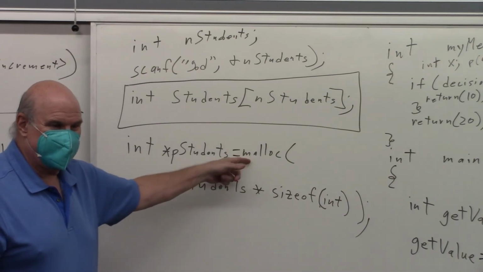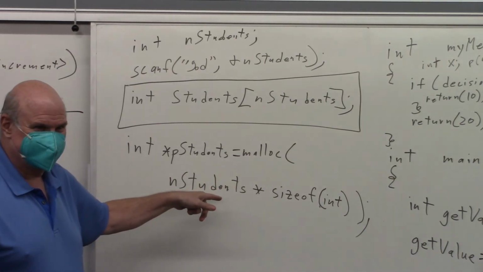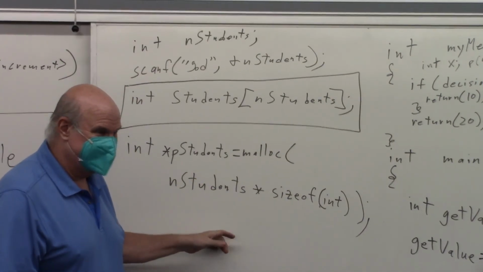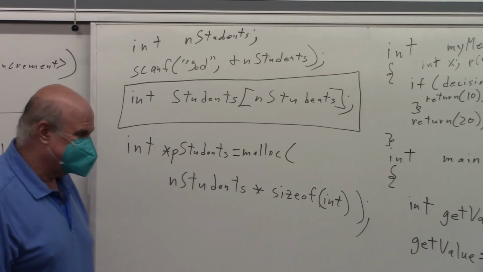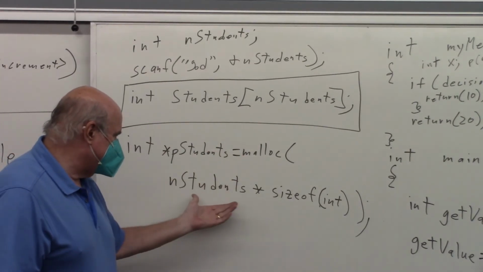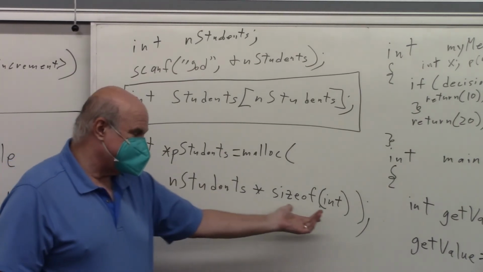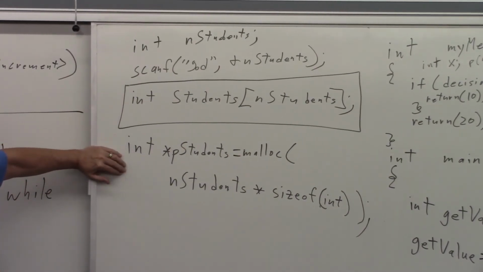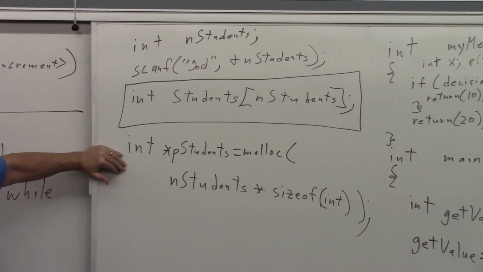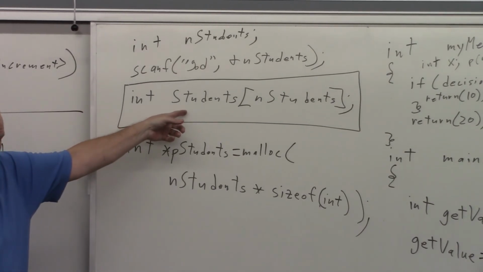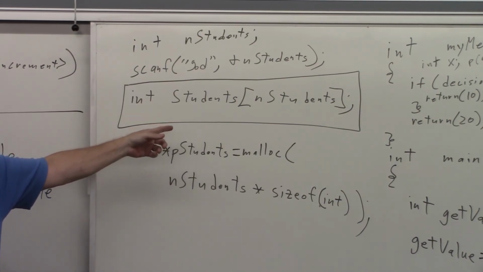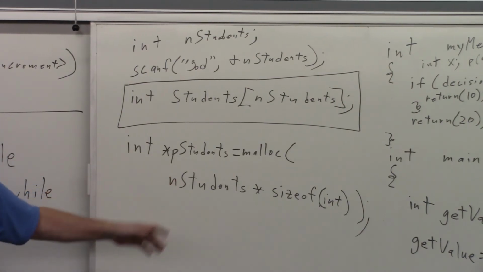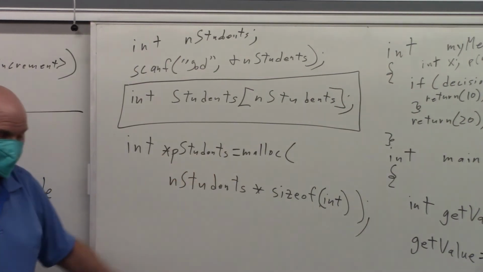Everybody remembers about white space, right? Carriage returns, end of line is just like a space. The C compiler doesn't care. But I tell it to give me this number of bytes: the number of students times the size of an int. These two statements are functionally equivalent. I could then say students of 3 to get the 4th student, or p students of 3, which would also get me the 4th student in the newly allocated array.